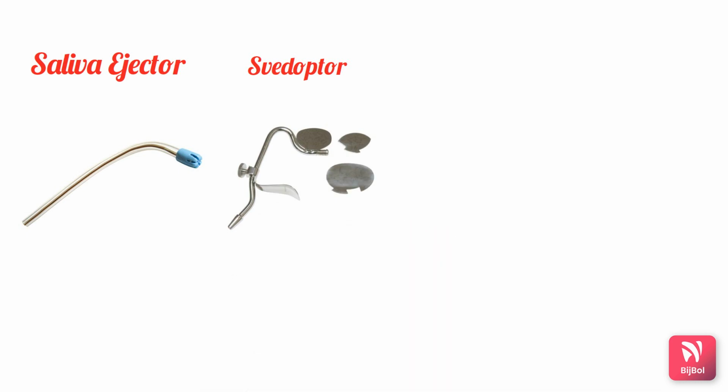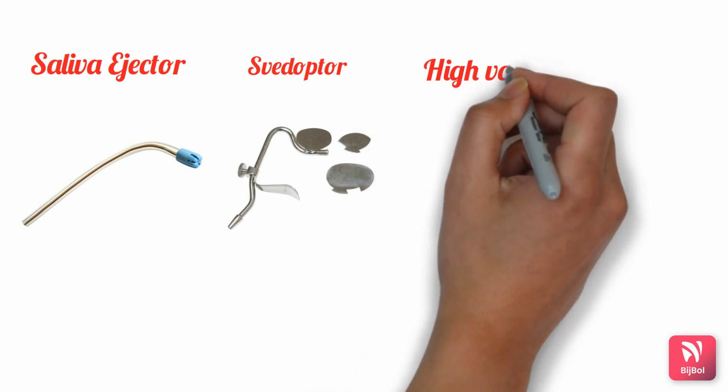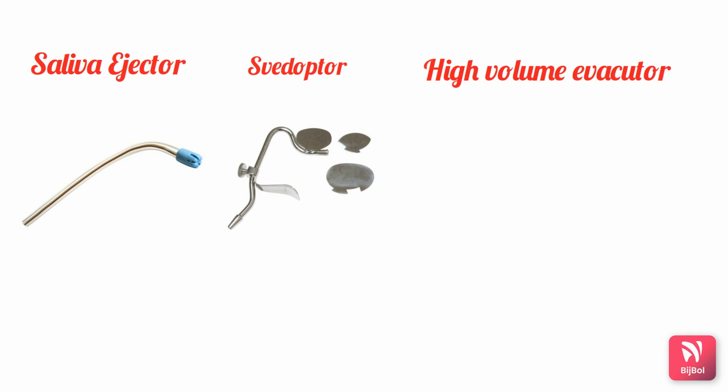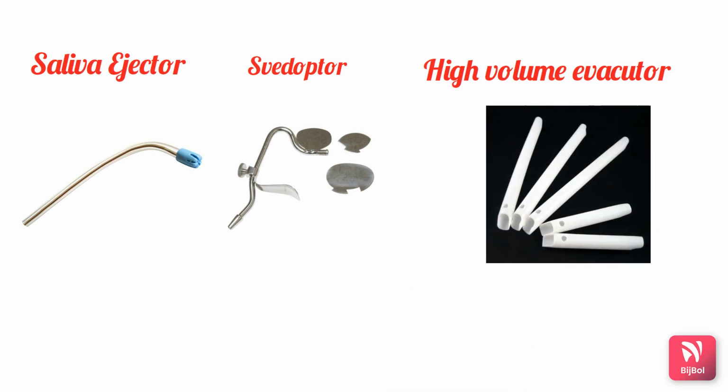Next is a sphiropter. It is a combination of the saliva ejector and the tongue retractor. It removes the saliva and retracts and protects the tongue, and is useful while working in the mandibular arch. Next are the high volume evacuators. This is the device used to suction the water spray from the aerator when it's in use. The speed of the suction is high when compared to the other saliva ejectors.